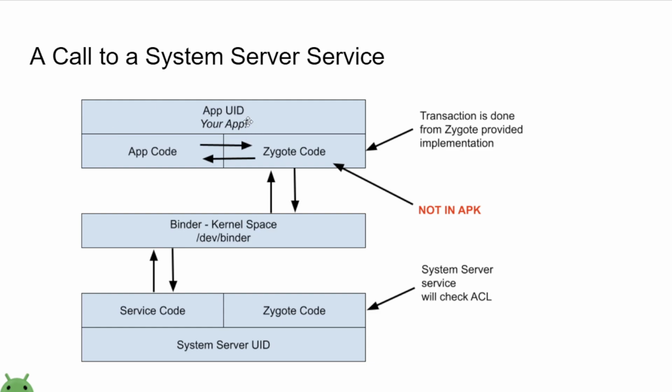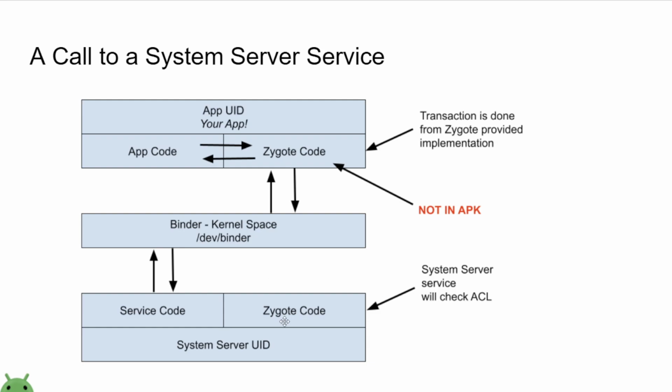At the top is your app. That's your UID, whatever it is. Here's your app code and here's the Zygote code. Let's say you call context.getSystemService for the telephony manager, cast it to TelephonyManager, and call something like getSimOperator. The actual implementation of getSimOperator will be in the Zygote code, and what the Zygote code is going to do is use Binder to talk to the telephony manager. So you're not actually directly calling the service. There's an extra step, and hopefully that point is made very clear by this.